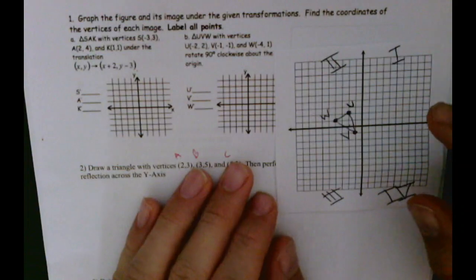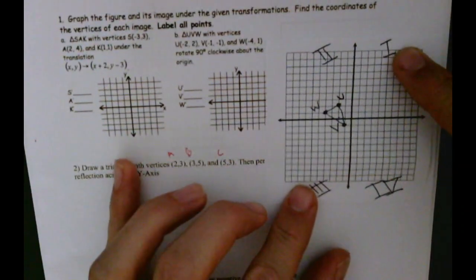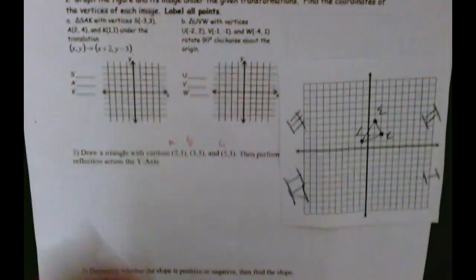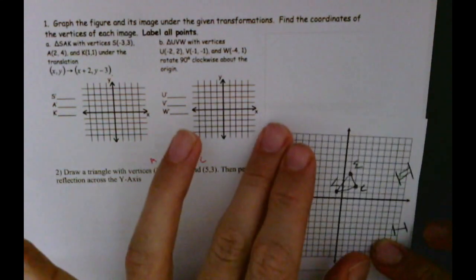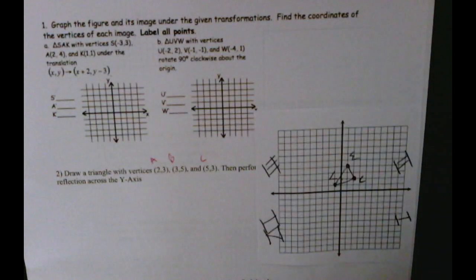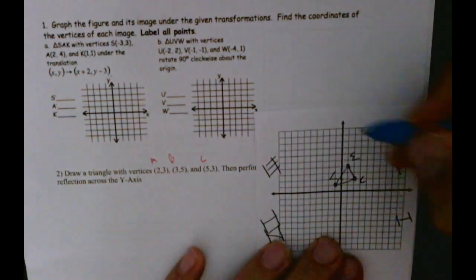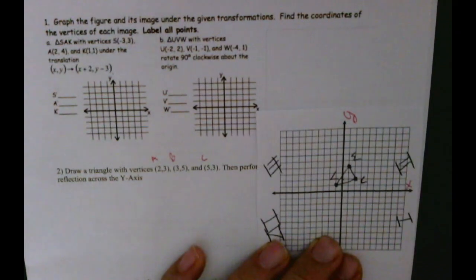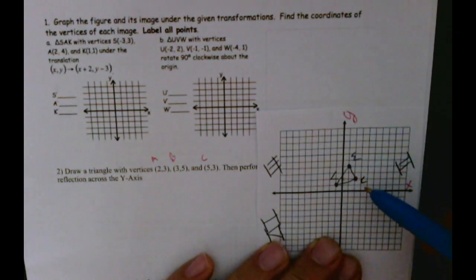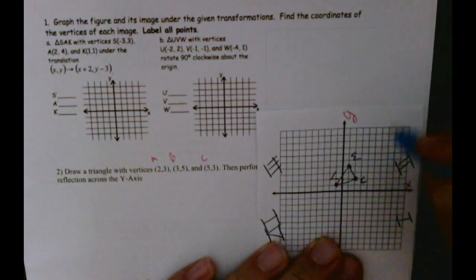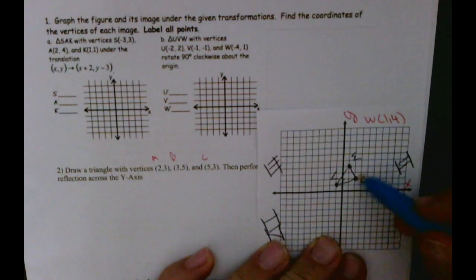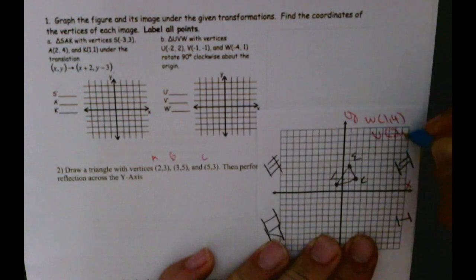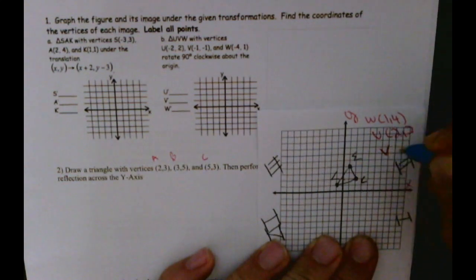So turning it clockwise about the origin means I'm going to turn it towards the clock, 90 degrees, like this. Now I'm going to temporarily imagine that this is my new Y and this is my new X. I figure out where my points are located. So I have (1, 4) for W, I have (2, 2) for U, and I have (-1, 1).